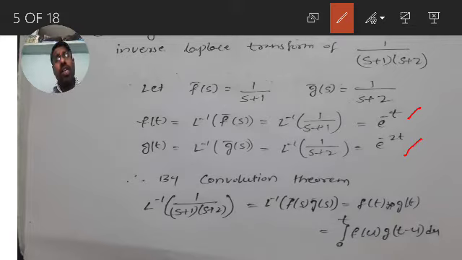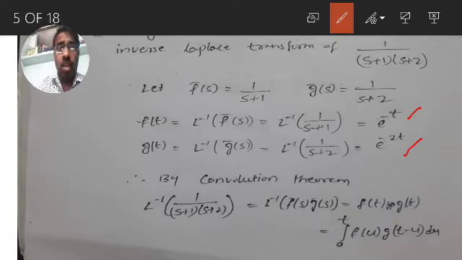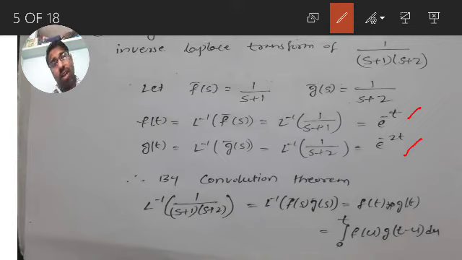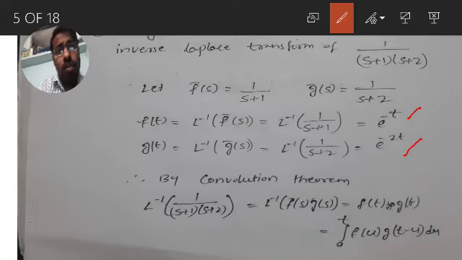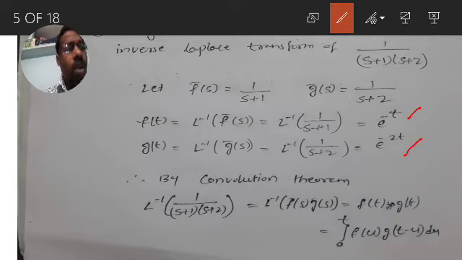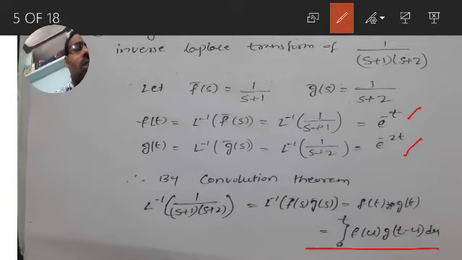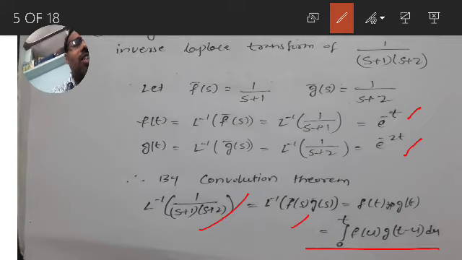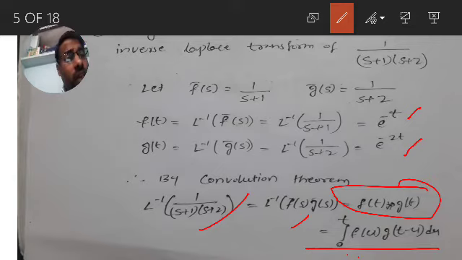Now by using the convolution theorem, what does the convolution say? L inverse of f bar of s into g bar of s is the convolution of f of t and g of t. That we have a formula. Now use the formula. L inverse of 1 by s plus 1 into s plus 2 is equal to L inverse of f bar of s into g bar of s. That is the convolution f of t star g of t. How is it defined? Integration 0 to t of f of u into g of t minus u. The product of functions is defined as convolution, and the definition is integration 0 to t f of u into g of t minus u.